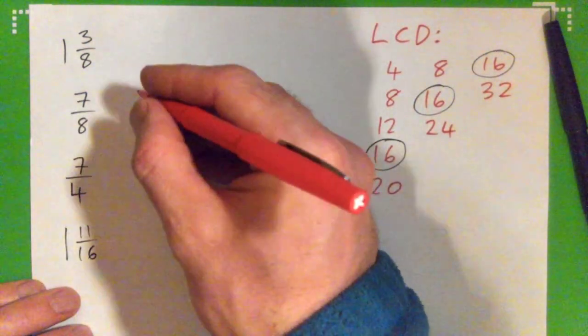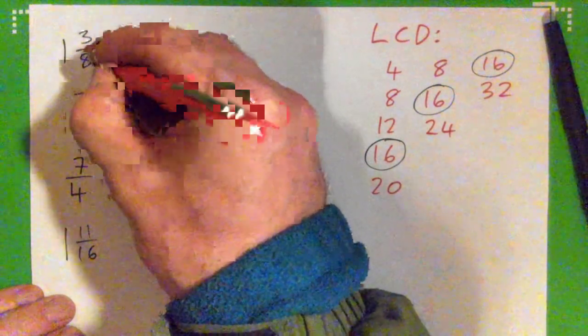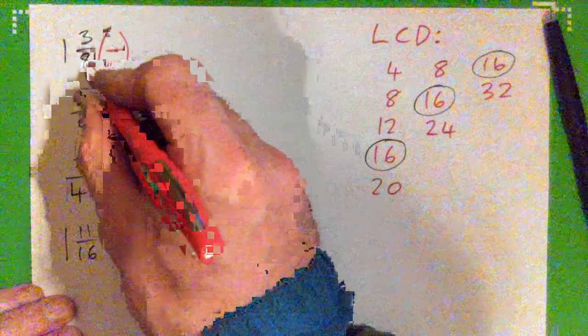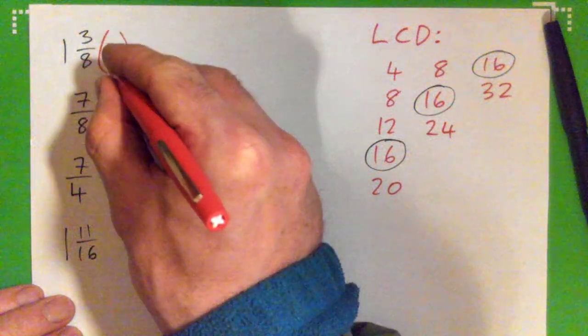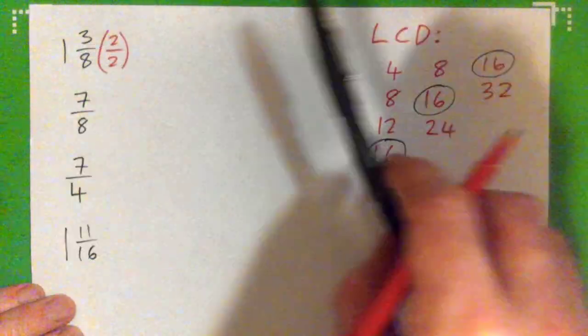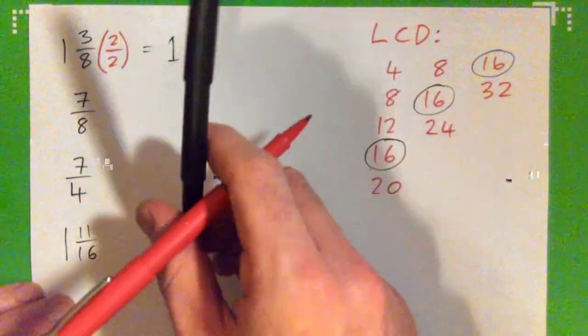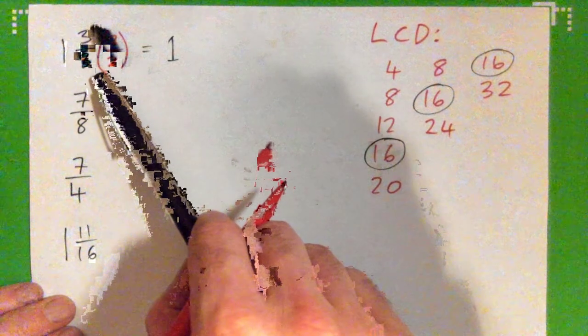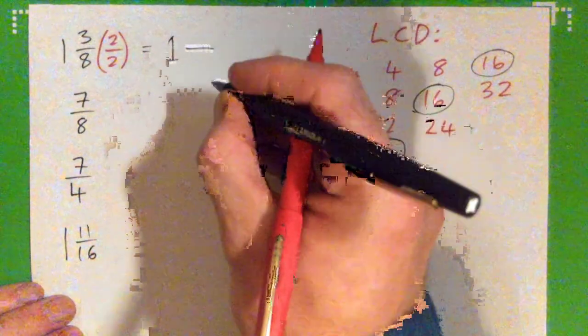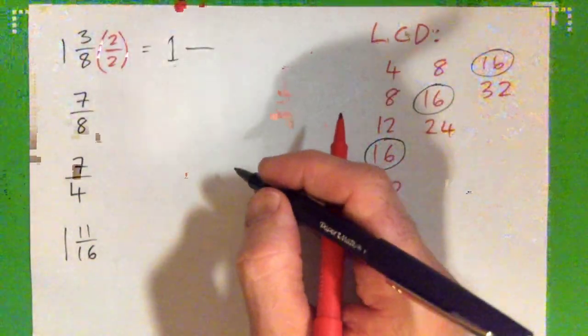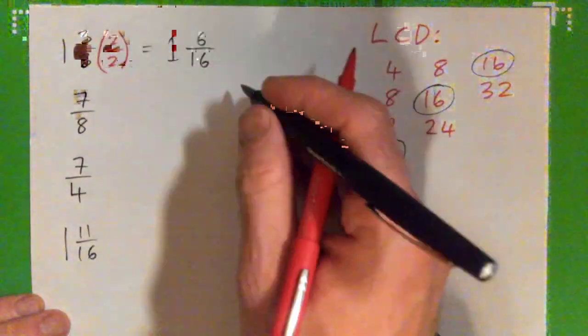Now, let's turn this one into 16ths. What would I multiply 8 by to get 16? 2, good. And I'll multiply the top by 2. Now, I'm just going to leave that 1 alone. I'm just going to convert the fraction part to 16ths. So that's 1, and what have we got? Lovely, 6/16. Yep, 3 times 2 is 6, 8 times 2 is 16.